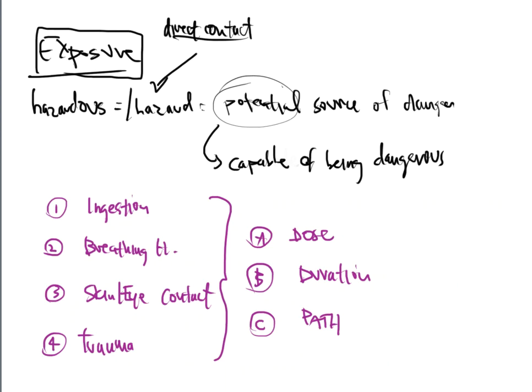So we left off with the discussion of the 4 routes of exposure: ingestion, breathing it in, skin and eye contact, and then finally trauma. And we said that the exposure, me being worried about the exposure, is based on 3 separate things: the dose or the concentration, how long I was exposed to it, and the path. So which one of these did I use to expose myself with for the chemical?